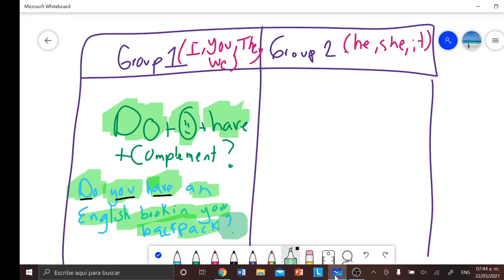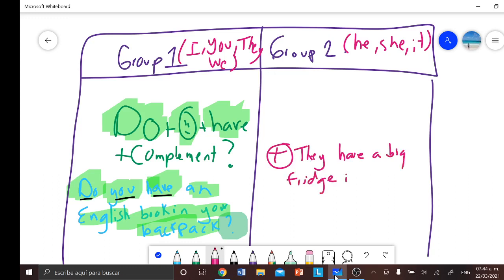Ok, let me tell you another example so you guys can understand. Les doy otro ejemplo para que puedan entender. Supongamos que yo tengo la oración de, no sé, they have a big fridge in their kitchen. Ellos tienen un refri muy grande en su cocina. Si yo quiero hacer una pregunta simple, o sea, confirmar o preguntar eso, ¿qué es lo que tengo que hacer?